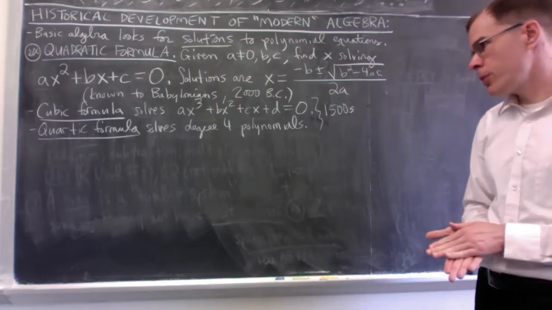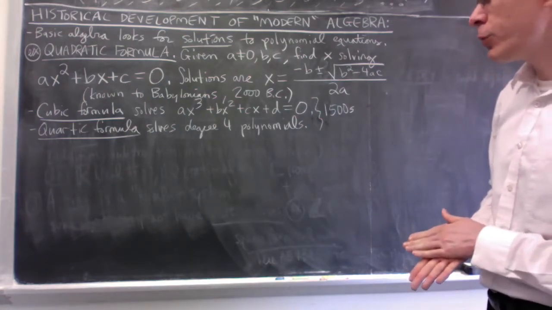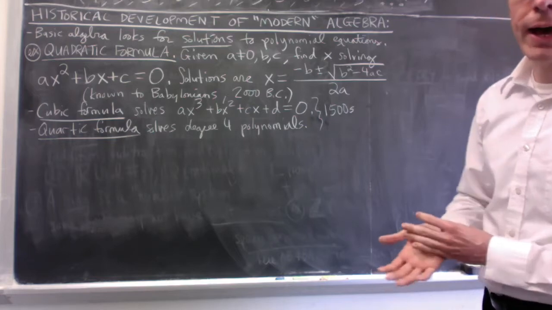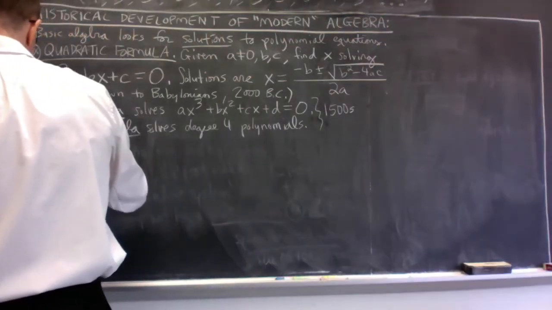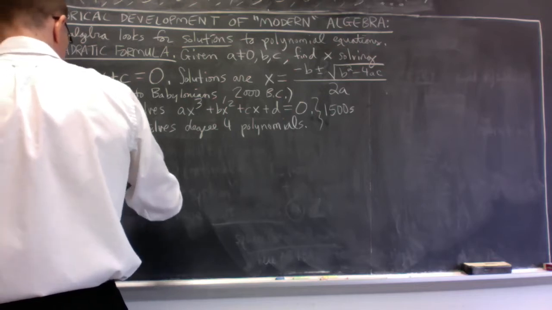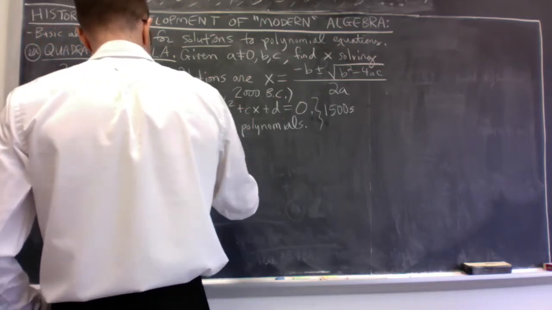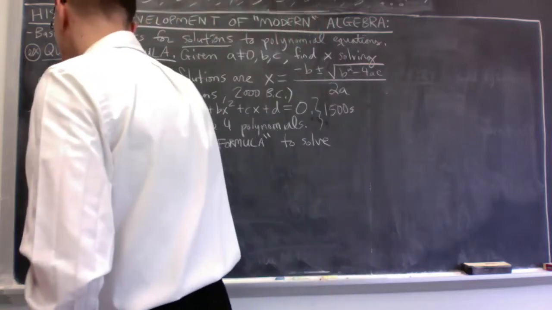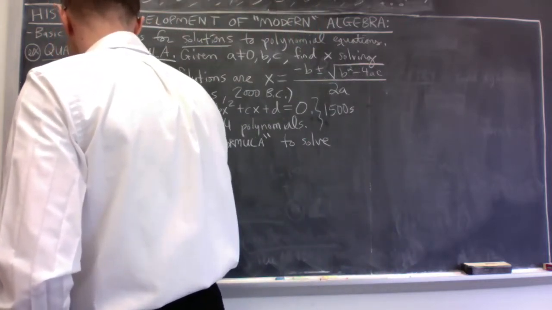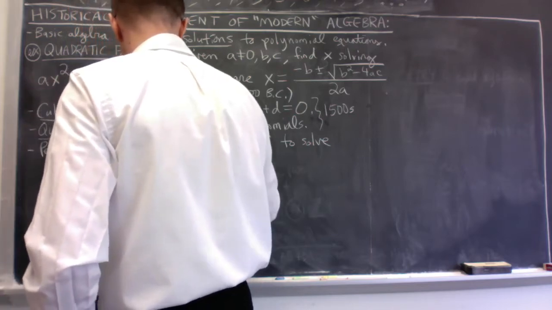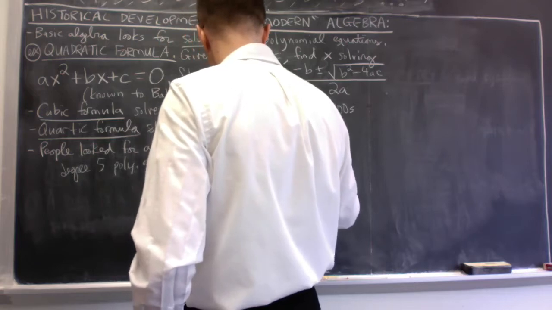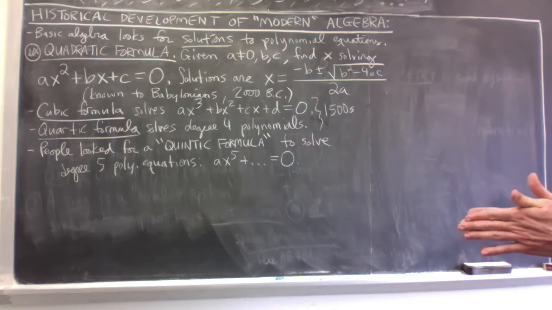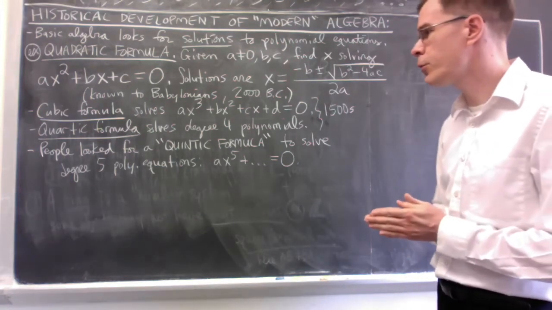But the natural question then was, okay, what about degree 5? What if my initial polynomial is a 5th degree, ax to the 5th plus dot, dot, dot? How am I going to solve that? So people looked for the so-called quintic formula, to solve degree 5 polynomial equations. I won't write all the terms, but the top term is some a times x to the 5th. And they looked for a long time, and they did not succeed in finding a quintic formula. And the reason is there is not a formula.